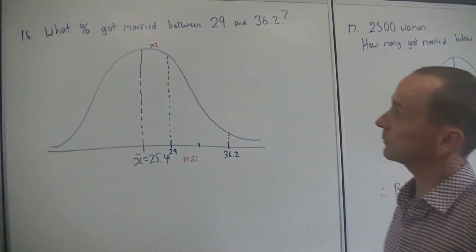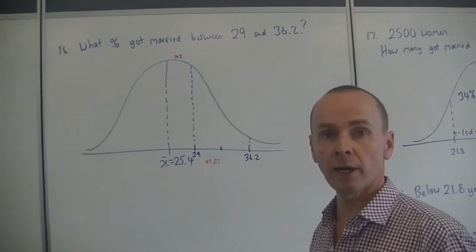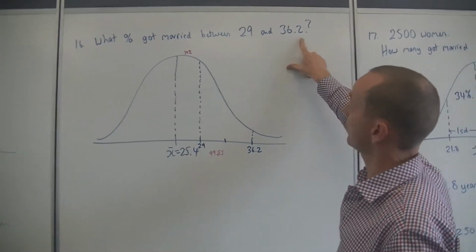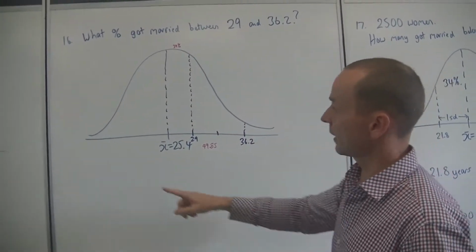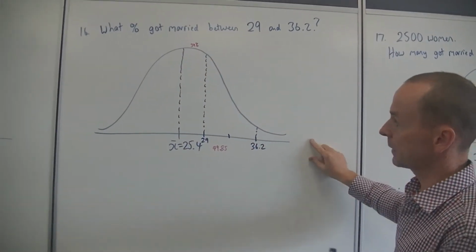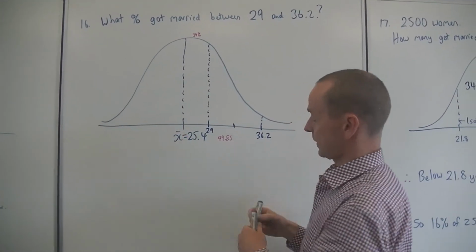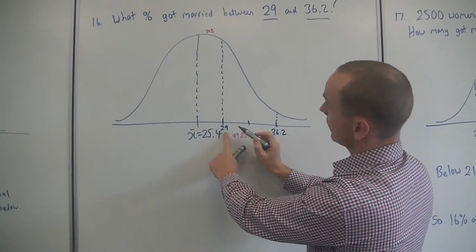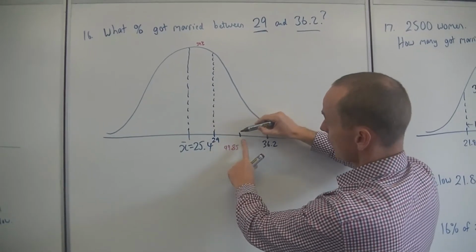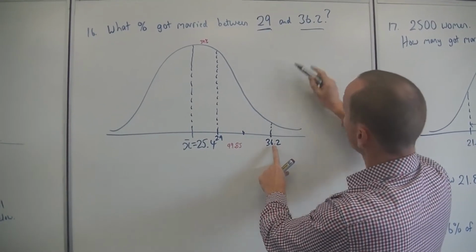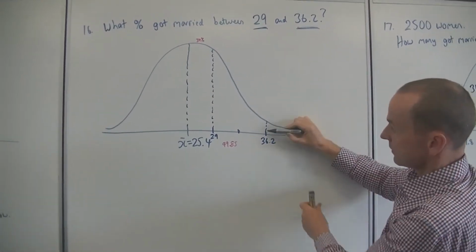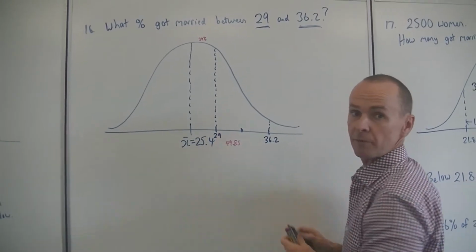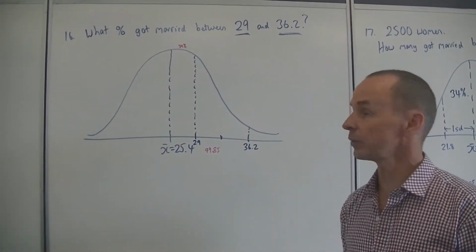Question 16. This one's a tricky question. Make sure you know how to do these types of questions. What percentage got married between 29 and 36.2 years old? So we've got our symmetrical distribution again. Our mean is 25.4. Now, we need to know where these values are. If we go up one standard deviation, we get to 29, which is that value. Go up another one, we're not there yet, and the third one, we're at 36.2. So this is 3 standard deviations above the mean. This value here is 1 standard deviation above the mean.